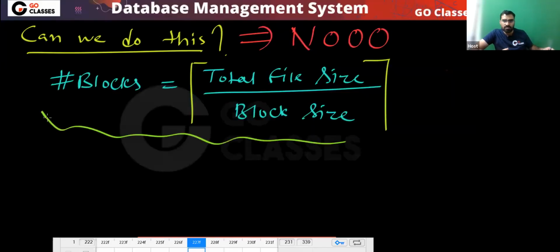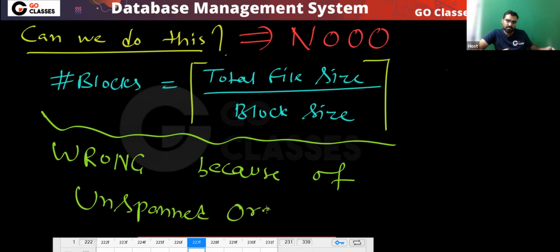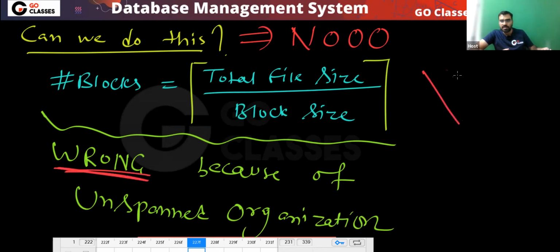Why is this wrong? Because of unspanned organization, which is the default. So remember, this is wrong.